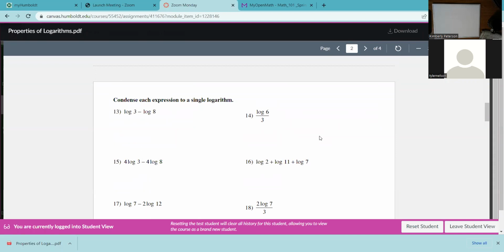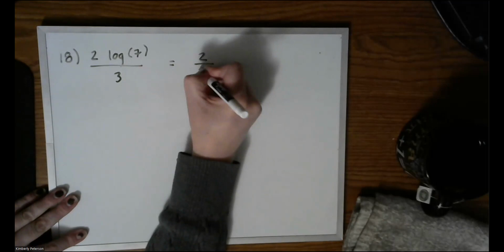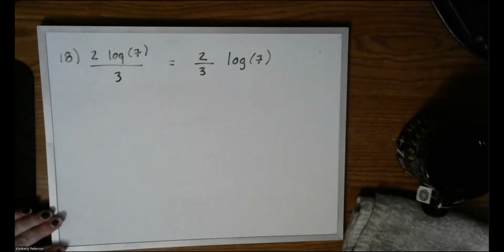So let's condense these into a single expression. So maybe I'll do number 18. So 2 log of 7 over 3. And let me go ahead and just put this back on my whiteboard. So if I were looking at a problem like this, the first thing that I would do is strip that fraction out in front. So that's just another way of rewriting the same problem.